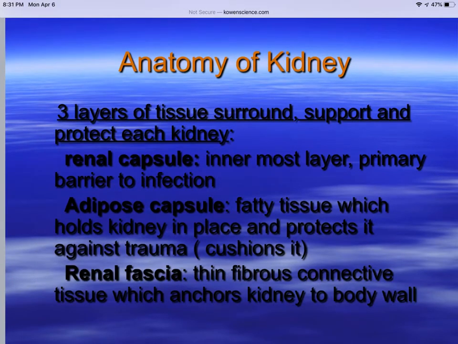There are 3 layers of tissue that surround and support and protect the kidneys. The renal capsule. The renal capsule is the innermost layer. It's primarily a barrier to infection. The adipose capsule is the fatty tissue that holds the kidney in place. The renal fascia is the thin membranous connective tissue that anchors the kidney to the body wall.